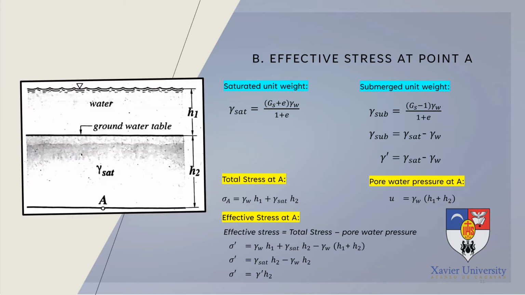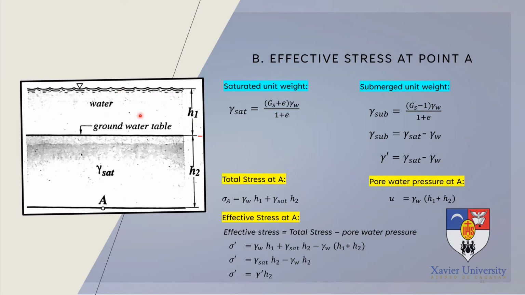So the second situation is this one, where our groundwater is on top of our soil layer. So there is water above our soil layer. The saturated unit weight is just the same, as well as the submerged unit weight. So the total stress at A is basically everything above A. That is gamma water, because this is pure water. It has been specified here.